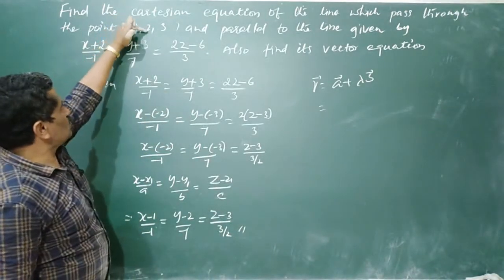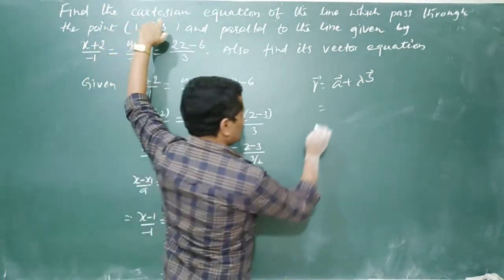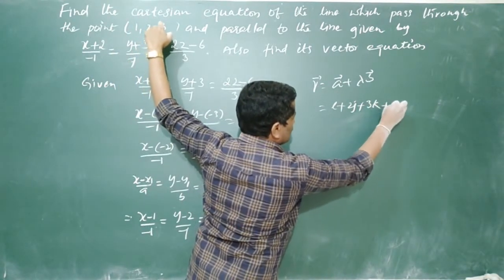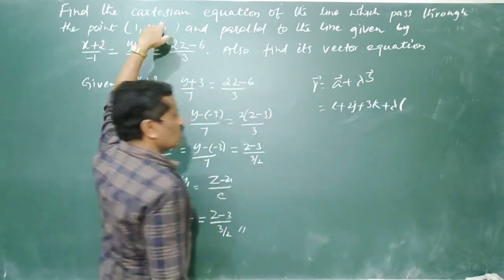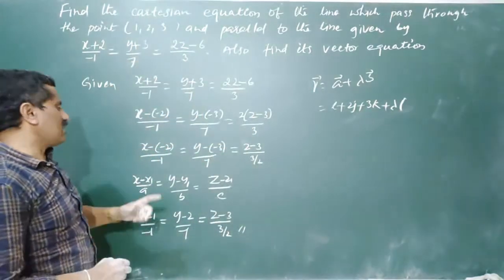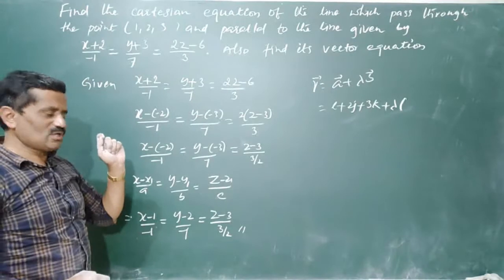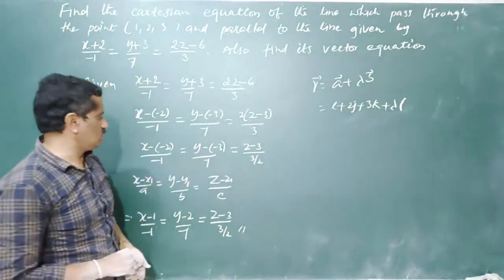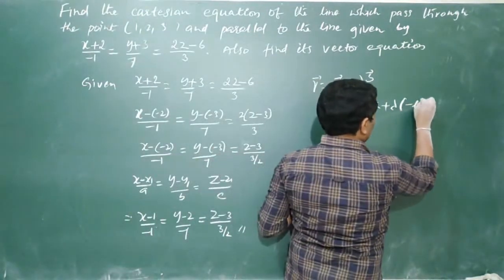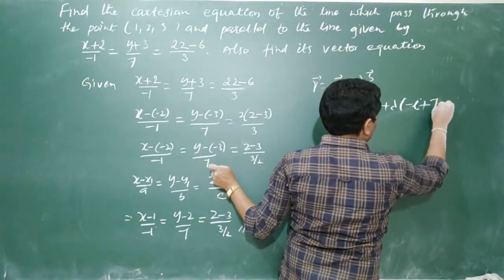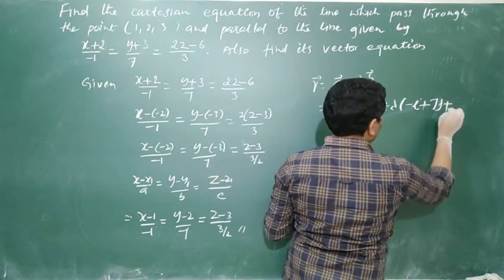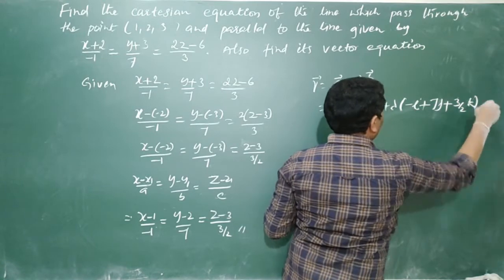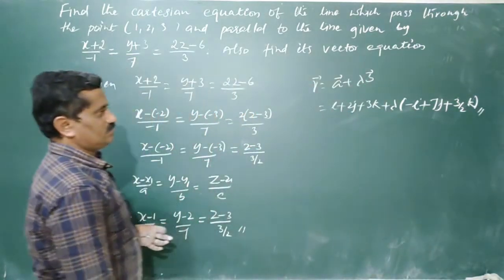That is i plus 2j plus 3k plus lambda of b bar. What is b bar? It is a parallel vector whose direction ratios are minus 1, 7, 3 by 2. Therefore that is minus i plus 7j plus 3 by 2 k. So this is the vector equation.